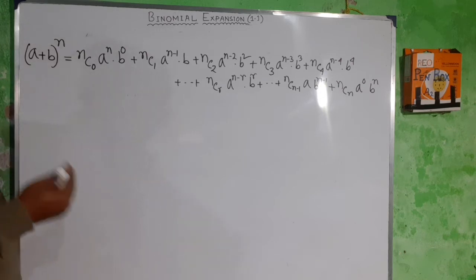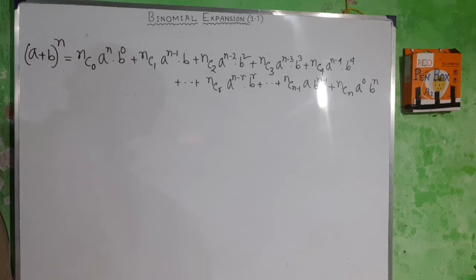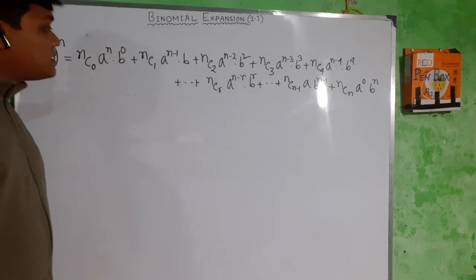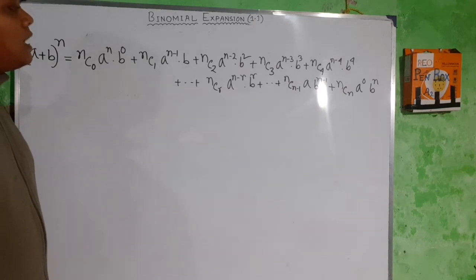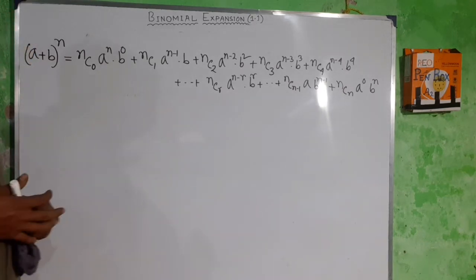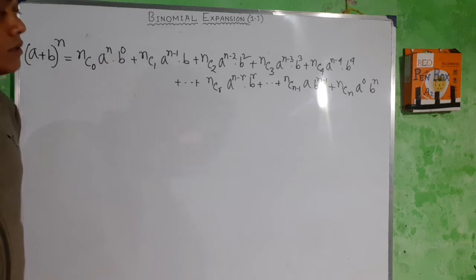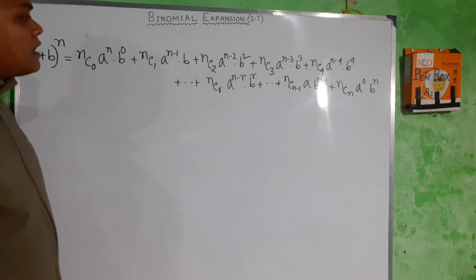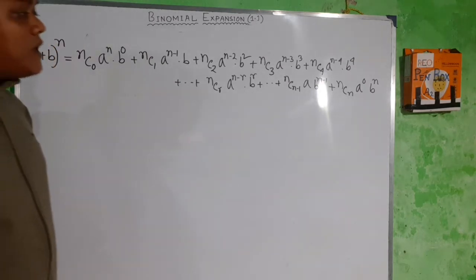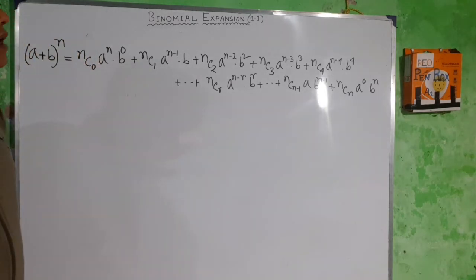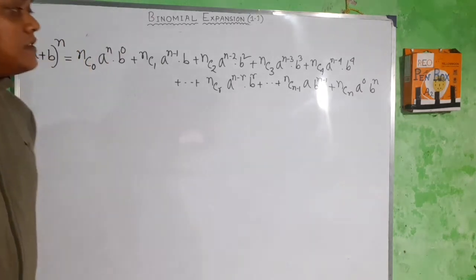I repeat: nC0 into a to the power n into b to the power 0 plus nC1 a to the power n minus 1 into b plus nC2 a to the power n minus 2 into b square, nC3 a to the power n minus 3 into b cube plus nC4 a to the power n minus 4 into b to the power 4, and after some terms I have written the (r plus 1)th term nCr a to the power n minus r into b to the power r, and the previous to last term is nC(n minus 1) into a into b to the power n minus 1 plus nCn a to the power 0 and b to the power n.